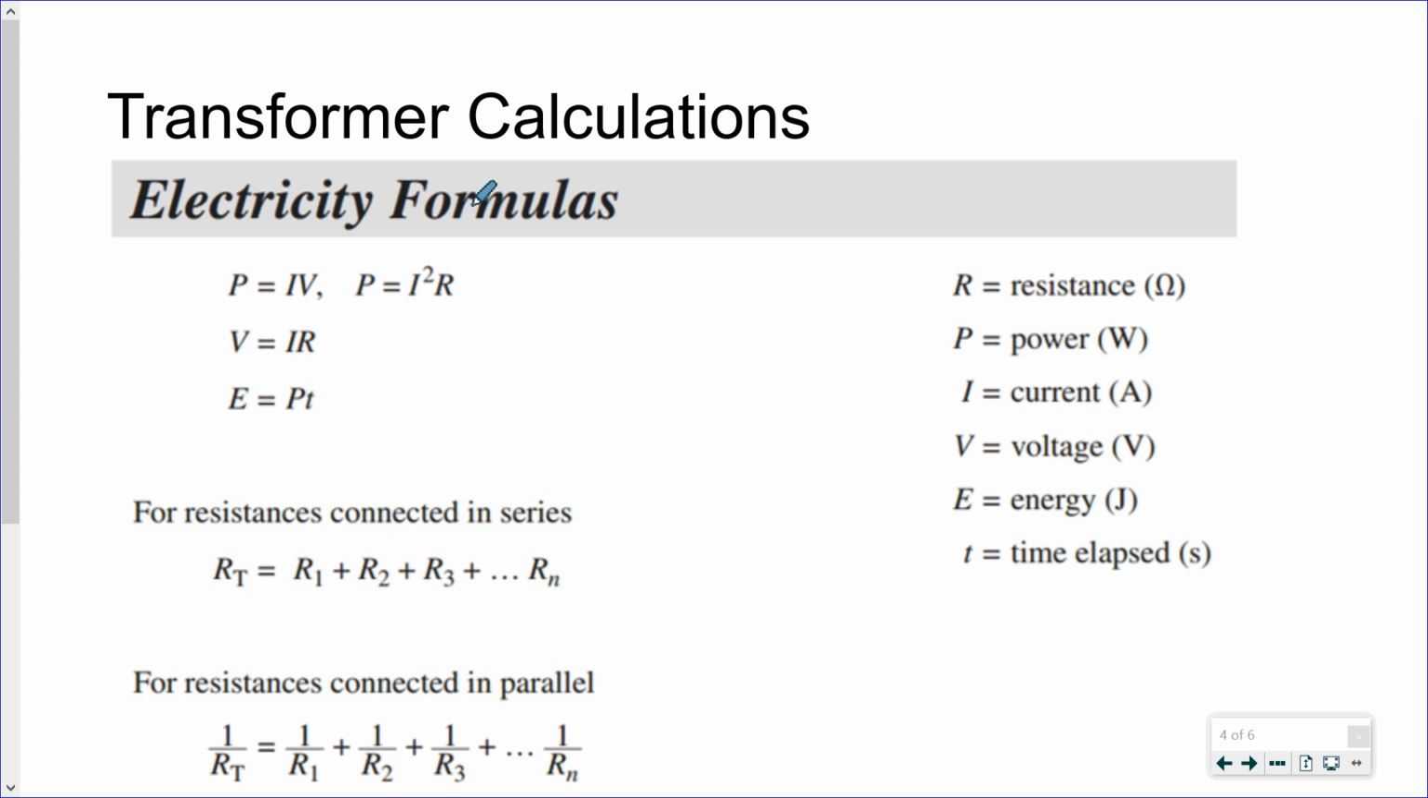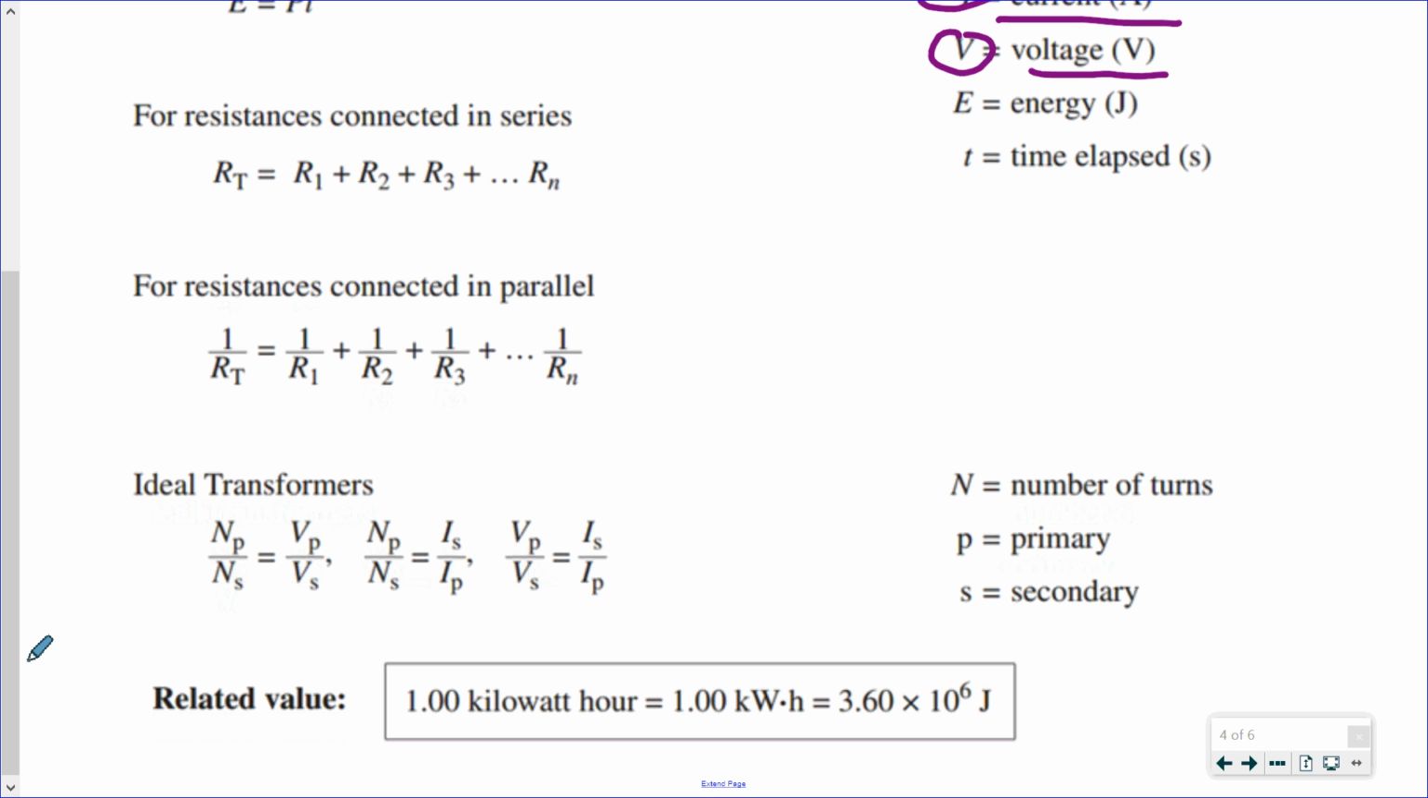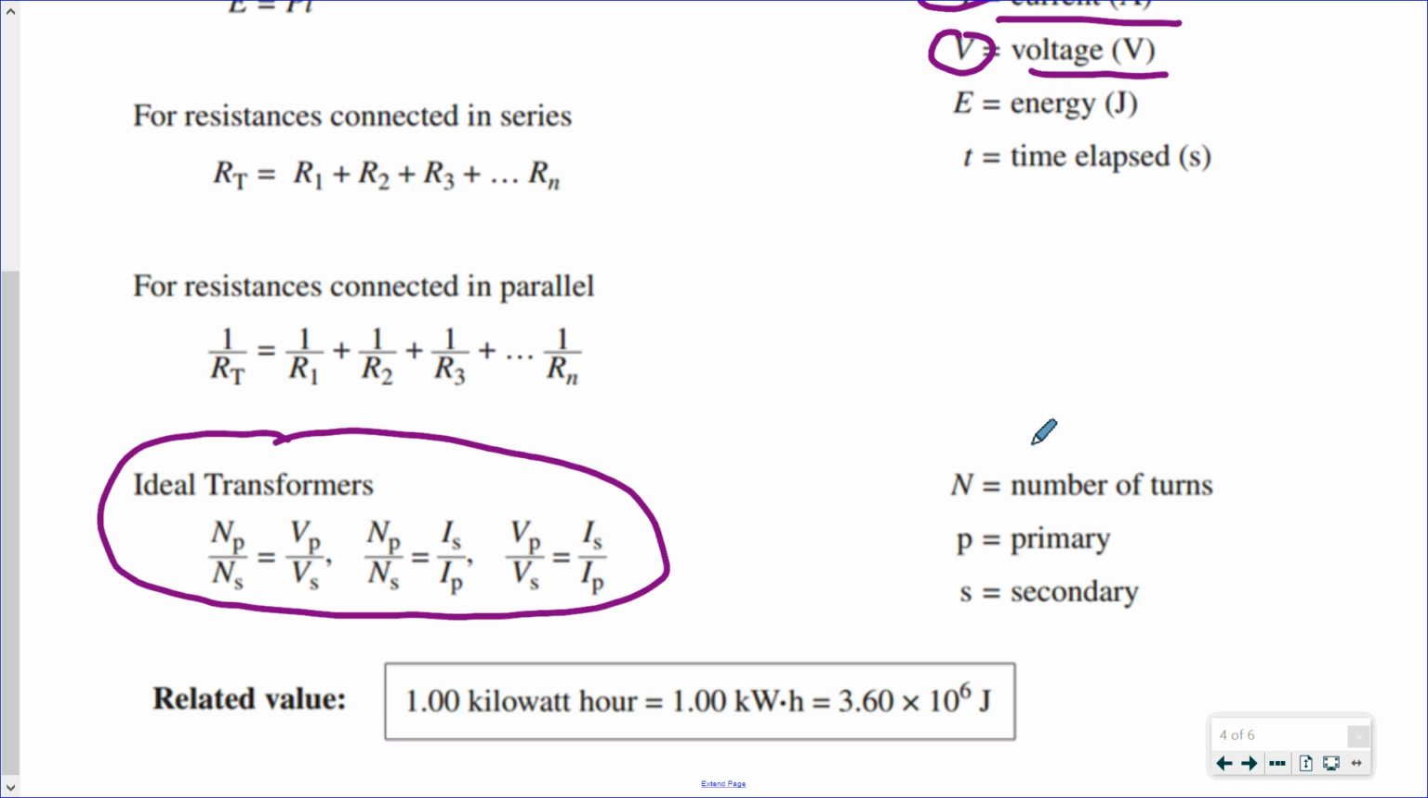In your data booklet, these are the formulas for electricity. So we already know, of course, the one for current, capital I for current measured in units of amps, capital V for voltage measured in units of volts, and just one equation that we have for transformers, ideal transformers down here. And again, it tells us everything. It tells us that N is the number of turns. Lowercase p is for the primary side. Lowercase s is for the secondary side.